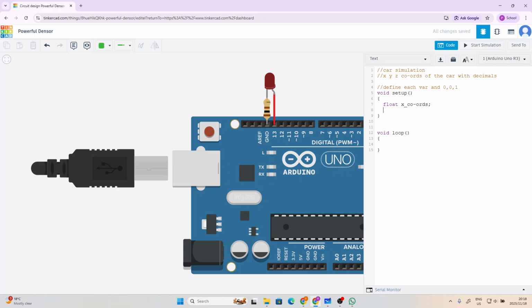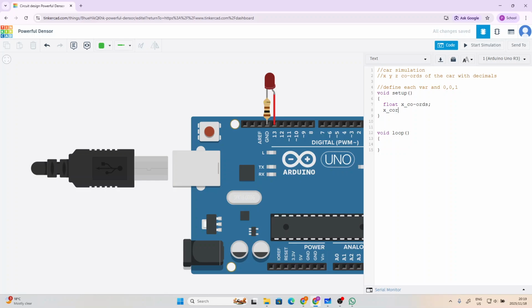So this defines it. This creates the variable in the Arduino memory. It says, okay, label this piece of data x coordinate, and the type of variable it is is a float.